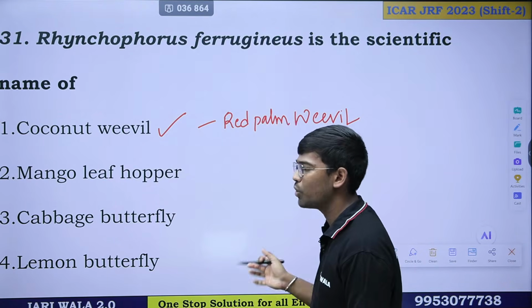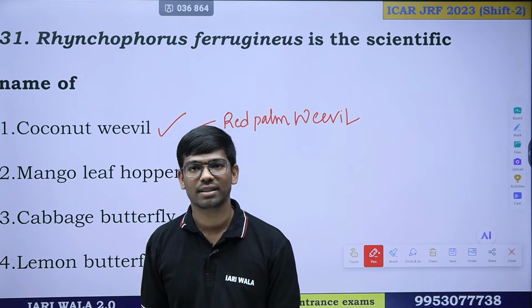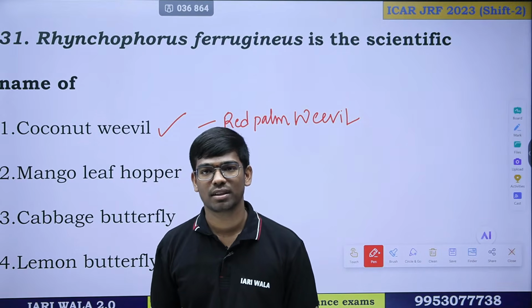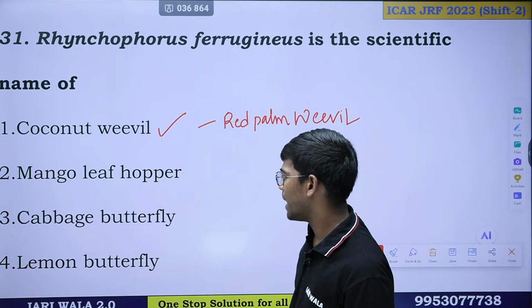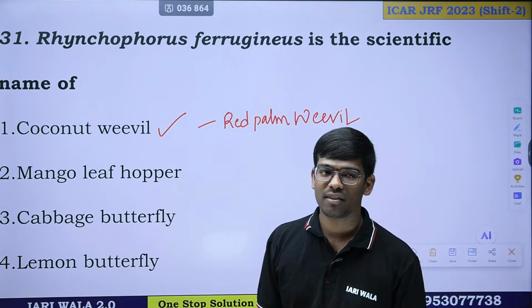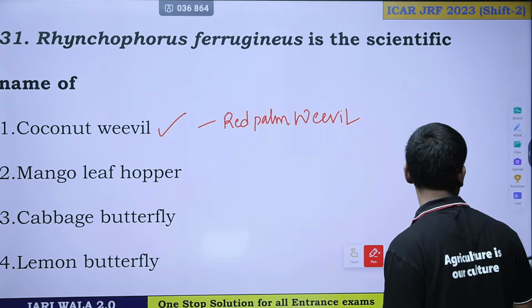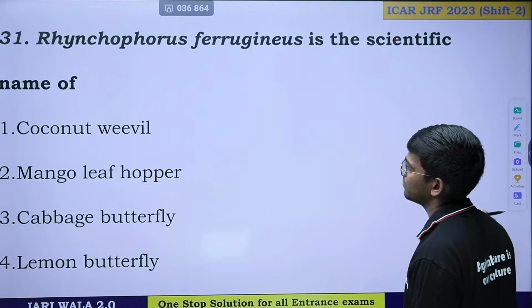So mango leaf hopper, we know we have 3 species in that. Idioscopus atkinsoni, the largest one. Then Amritodus, the smallest one, and Idioscopus niveosparsus is the medium leaf hopper in that. And cabbage butterfly, Pieris brassicae or Pieris rapae, we know. And lemon butterfly is nothing but our citrus butterfly.